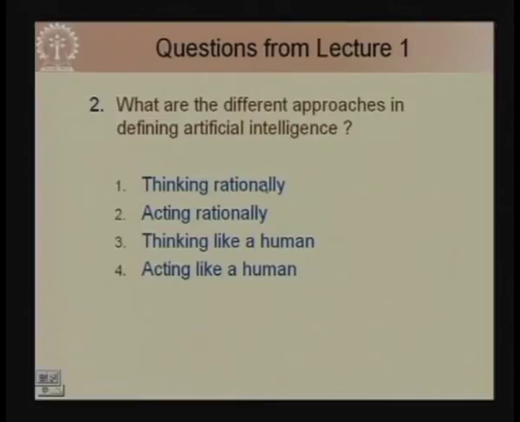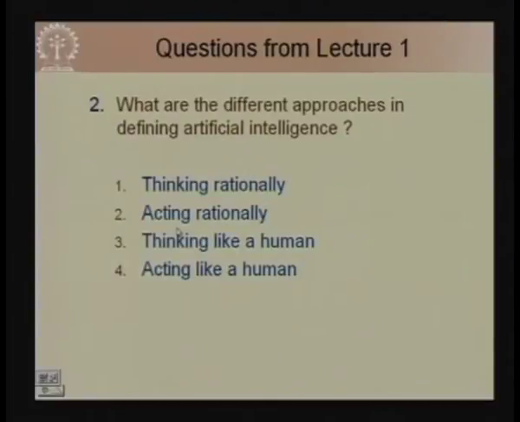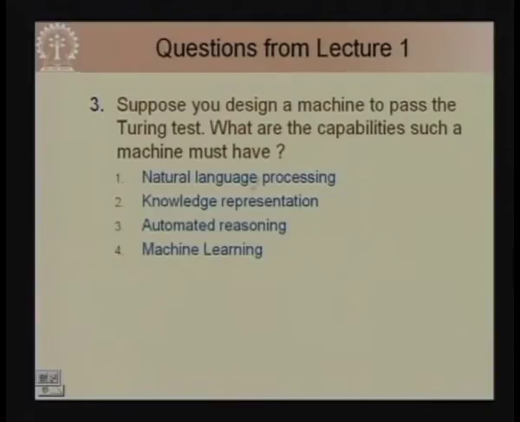Question number 2 of the first lecture was, what are the different approaches in defining AI? There are 4 approaches: the thinking rationally approach, the acting rationally approach, the thinking like a human approach, and the acting like a human approach. The third question was, suppose you design a machine to pass the Turing test. What are the capabilities such a machine must have?